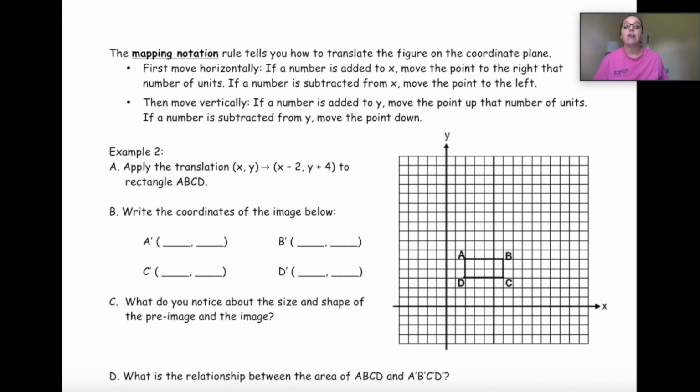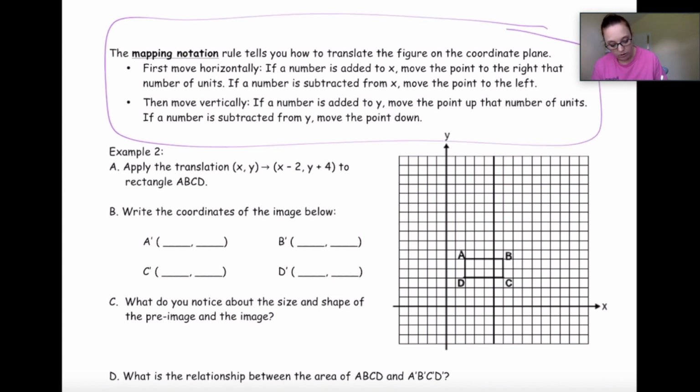So now we have information right up here at the top that we're going to read over. It says the mapping notation rule tells you how to translate the figure on the coordinate plane. First, we move horizontally, that's left or right. If a number is added to x, move the point to the right that number of units. If a number is subtracted from x, move the point to the left.